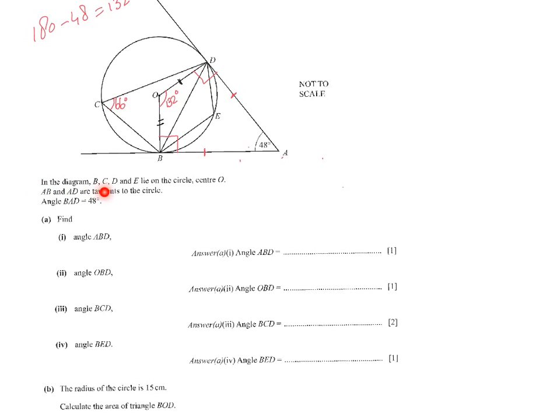Well, let's read it. In the diagram, BCDE lie on a circle, center O. AB and AD are tangents, and angle BAD is 48 degrees. Find angle ABD. So ABD. All right, so that is this angle. And as you can see, it's less than 90.